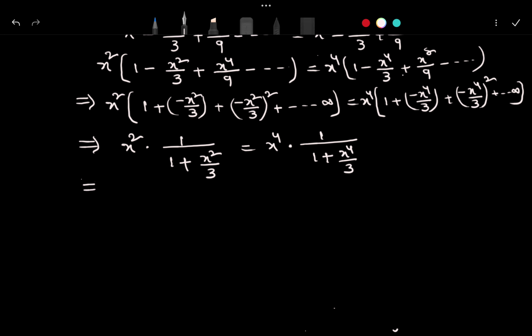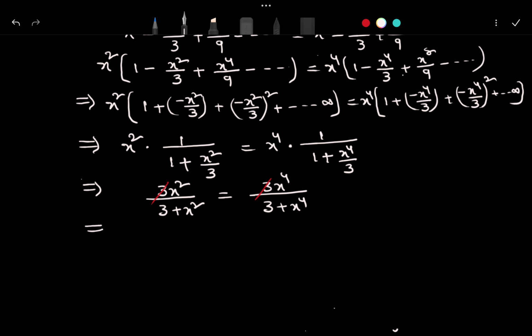Here you take the LCM, it becomes 3 into x square by 3 plus x square. This is the left hand side. Right side value is 3 into x to the power of 4 whole divided by 3 plus x to the power of 4. Now here 3 will be cancelled. 3 will be cancelled. Don't cancel that x square term.